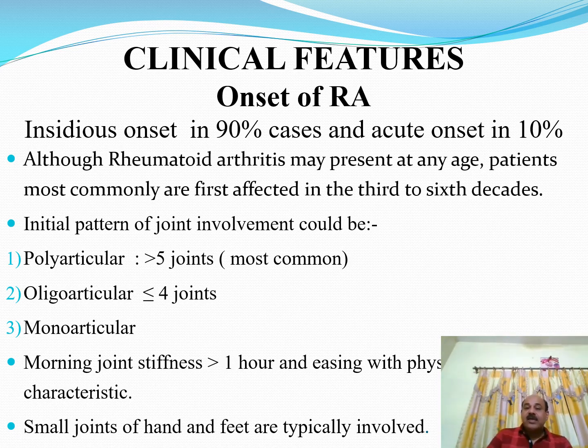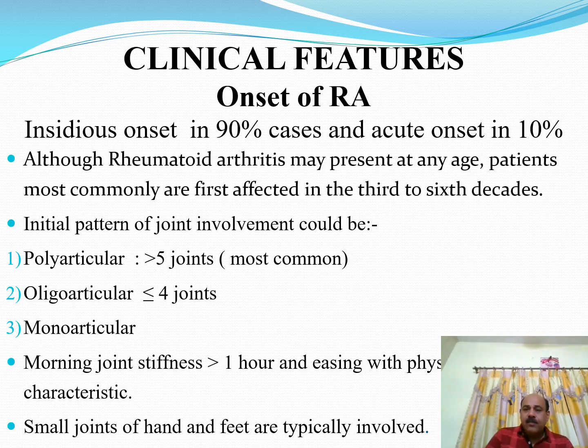Whereas in 10% of the cases, there can be acute onset, where within a few weeks, the patient can develop a full-blown disease. Clinical features become evident, and the clinical diagnosis becomes possible. So that type of onset is again not very common.